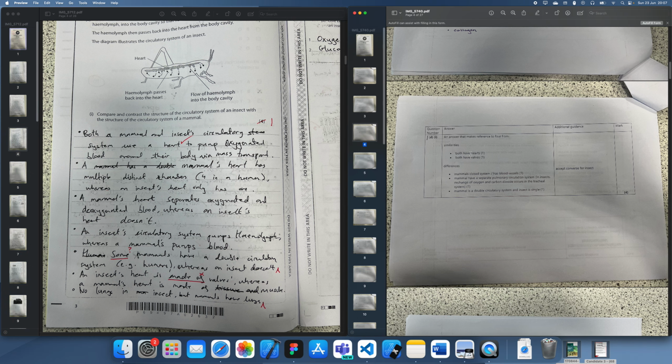And yeah, so if we have a look at the mark scheme, you can see both have hearts and both have valves. Yeah, that makes sense. Should have said that. Mammals have a closed system, separate pulmonary. So yeah, so mammals have a separate pulmonary system. I can't remember if I actually said that one. I obviously didn't, but yeah, I just really wasn't doing too well. Double circulatory system, whereas insects is single. Yeah. Oh, right. So I've actually talked about that here, but I suppose I wasn't specific enough.